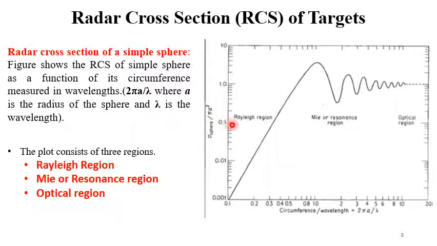So we divide this plot into 3 distinct regions. This portion is called the Rayleigh region. This section is called the Mie region or resonance region, and this constant portion is called the optical region. So let us see what happens to all these 3 regions.